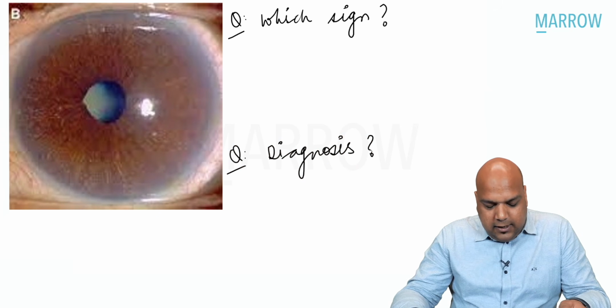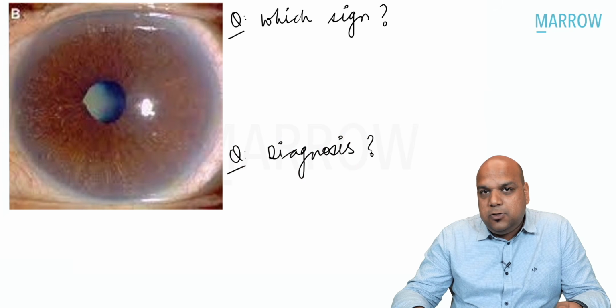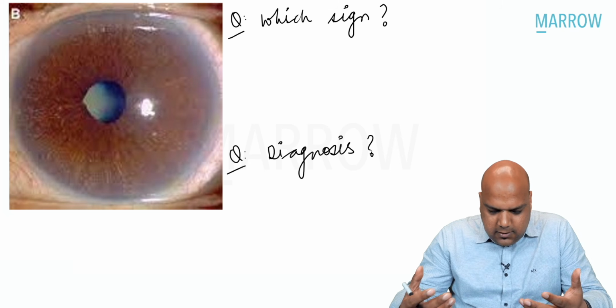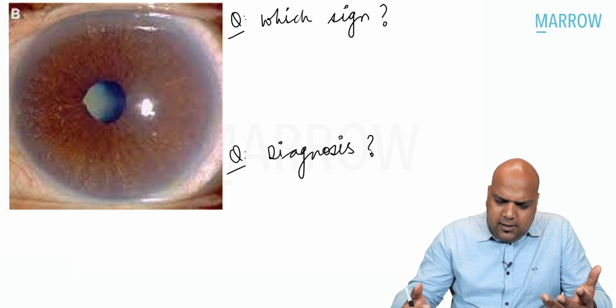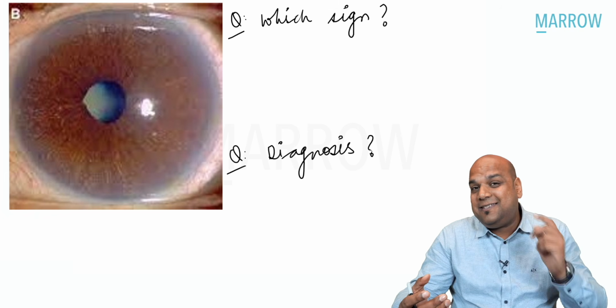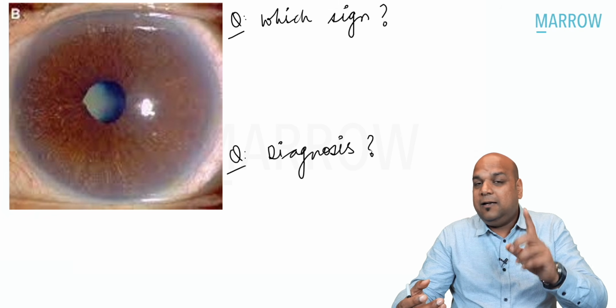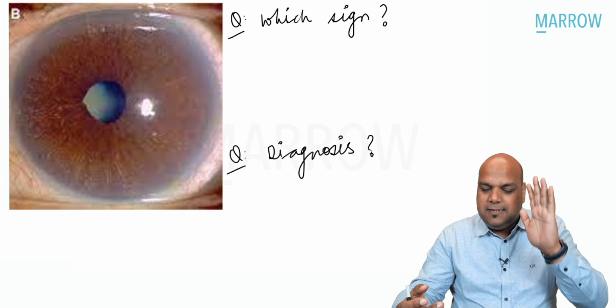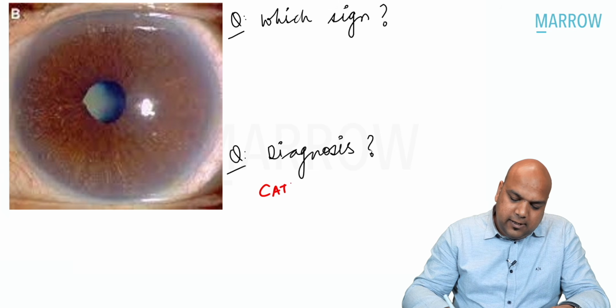Now, let's see this image, an image that everybody should be able to answer. Number one, what is visible? An eye is visible, iris is visible. But in the center of the iris, we see some whitish color. That means the pupil is not appearing black. That means there is some opacity behind the iris or the pupil, that is lens. That means it is cataract. All right, sir, we know it is cataract.